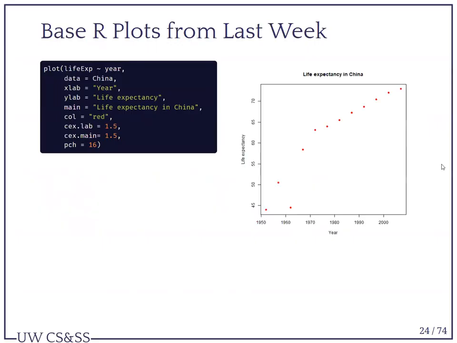last week we talked about base R plots. If we wanted to make, say, a plot of the life expectancy in China over time from the Gapminder data set, this is what we would do. We'd say plot life expectancy by year. Our data is our China subset that we created earlier. And then we would do all of these labeling things, which are information that help us make our points look right. And this is our plot.